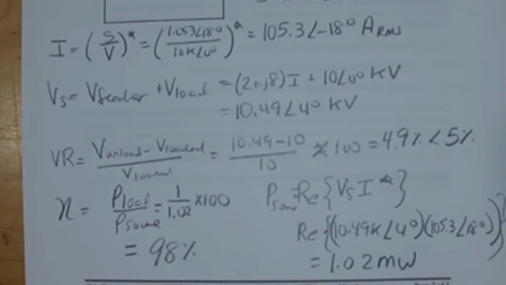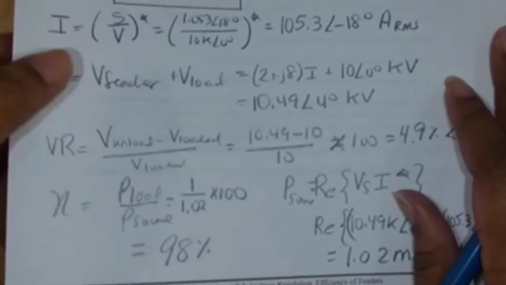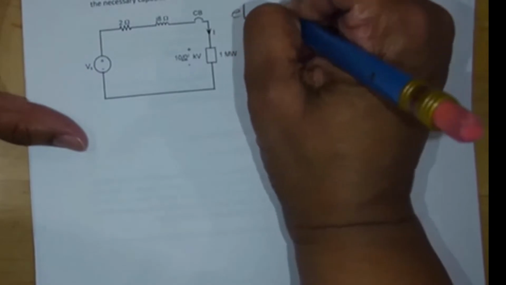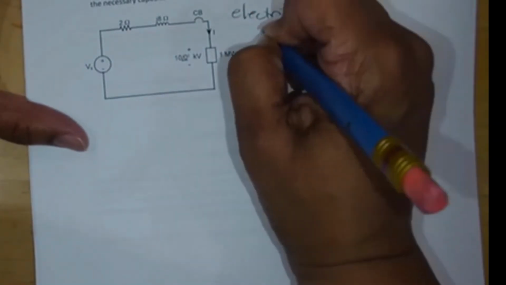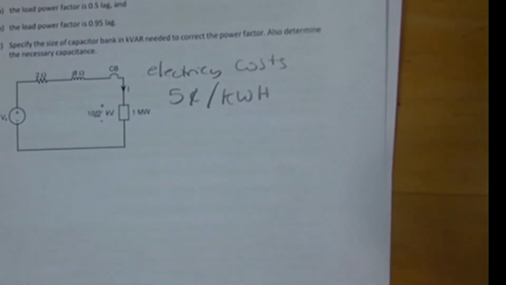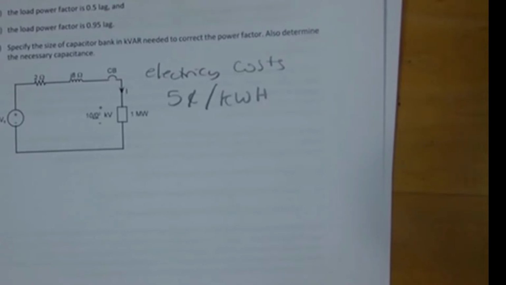Okay. So now if we look at this in terms of cost, let's say electricity costs $0.05 per kilowatt hour, okay? How much money did we save by improving the power factor? Because that means we have to deliver less electricity. So how much money did we save by improving the power factor?